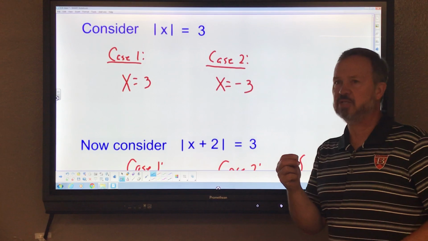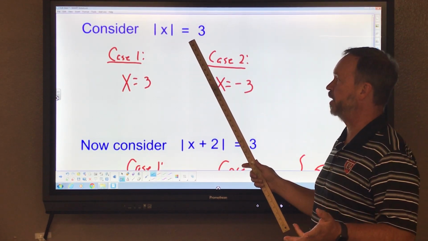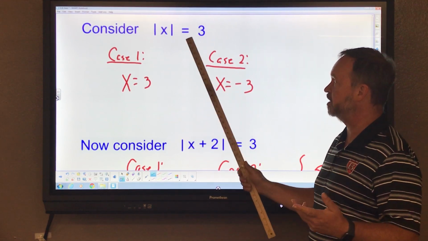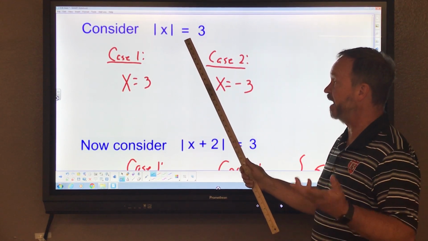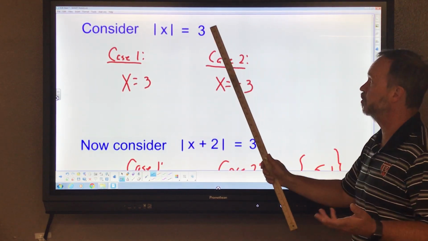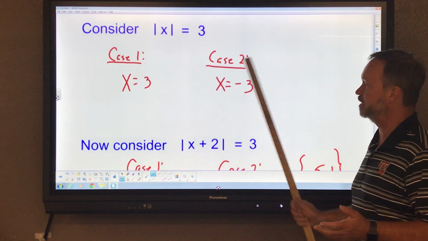So the way that I teach students to do this is when you have an absolute value equation, it's case 1, case 2. So you copy without the absolute value, then you recopy, but change the sign of the number on the right side. When it's in this form, that's what you do.